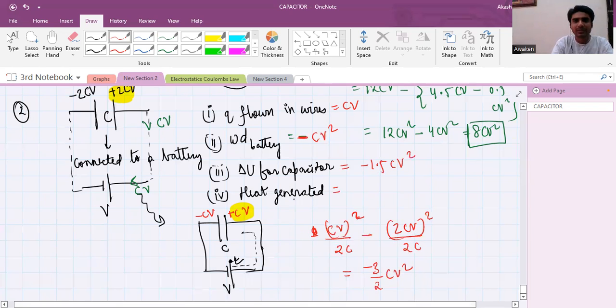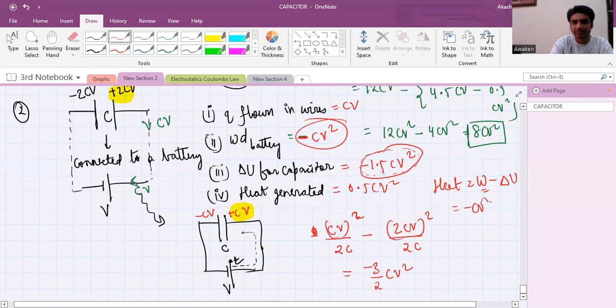Heat generated will be work done by the battery minus delta U. Work done by the battery is minus CV square. Minus of delta U is how much? Minus 1.5. That is minus CV square plus 1.5 CV square, that is 0.5 CV square. Understood?